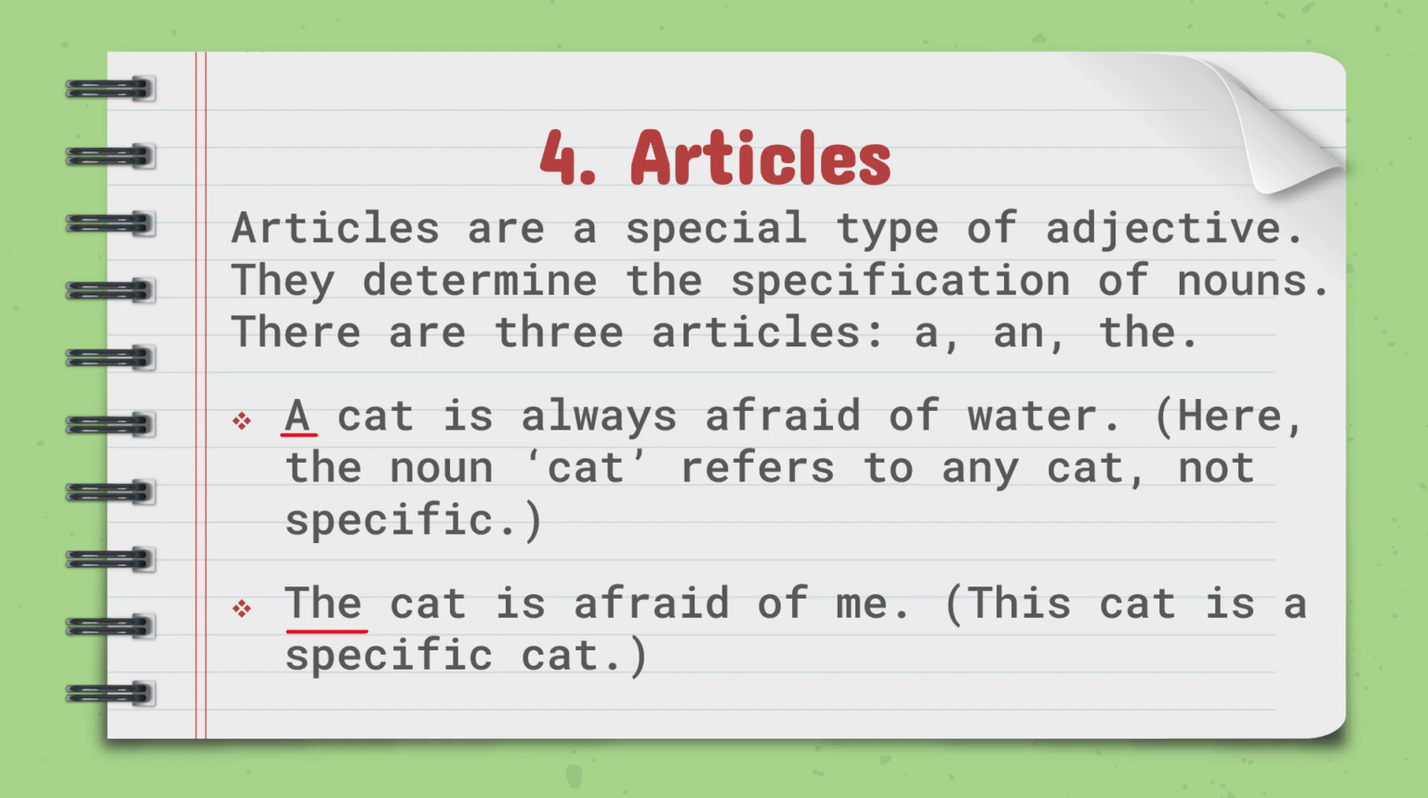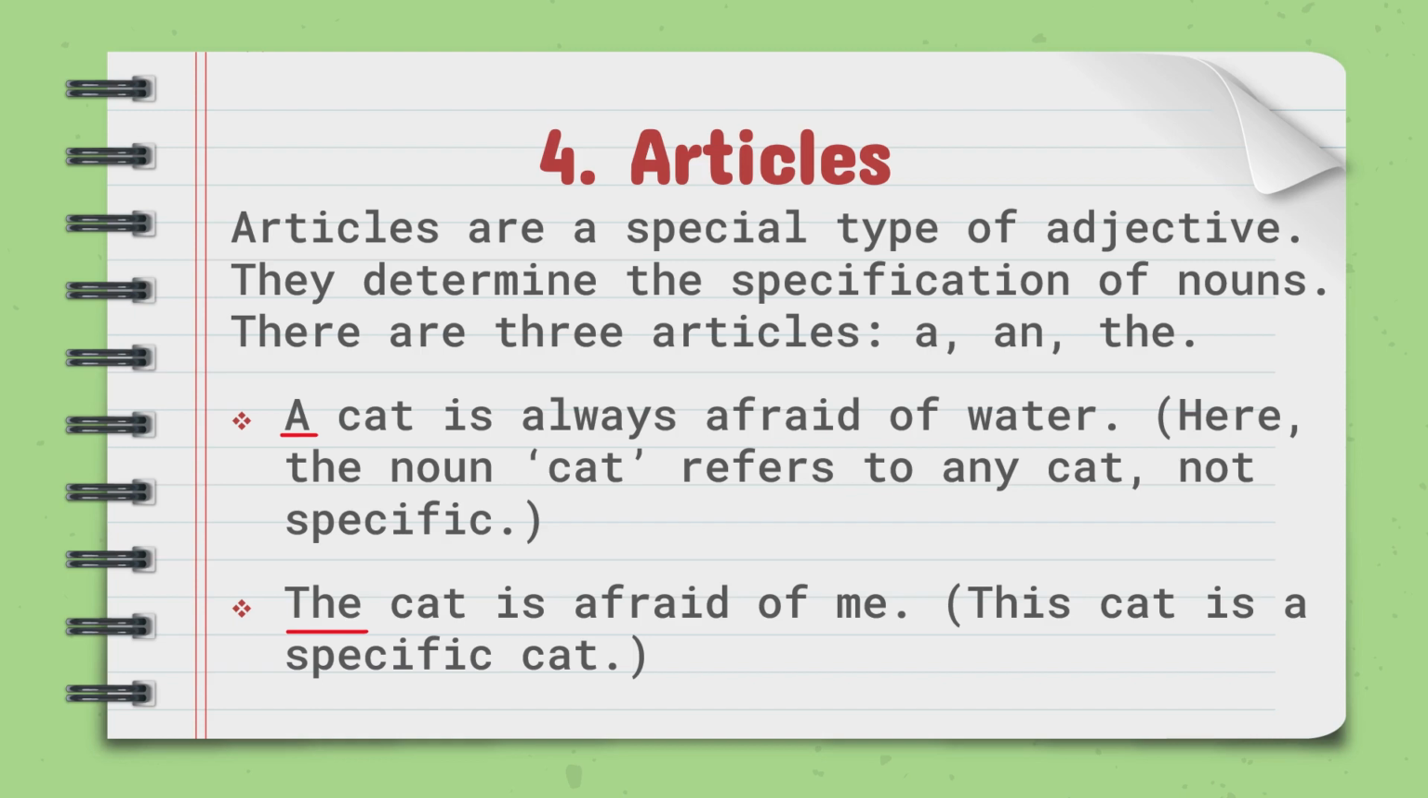So there are 3 articles, as you know: a, an, and the. Let's take a look at their examples. A cat is always afraid of water. Here the noun cat refers to any cat, not a specific cat. So it means it can be any cat, right? So the word a is adjective.